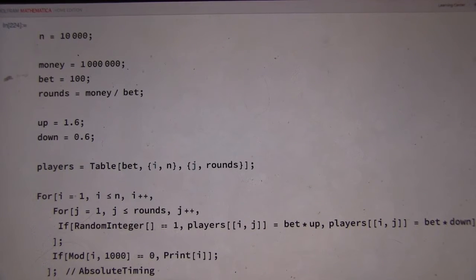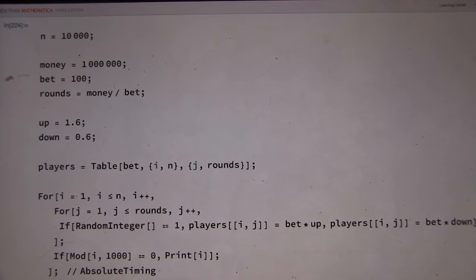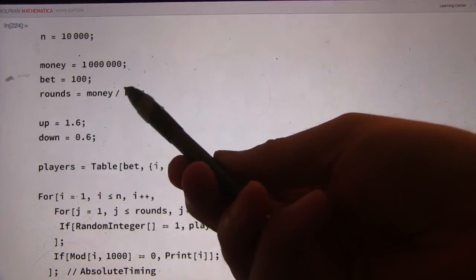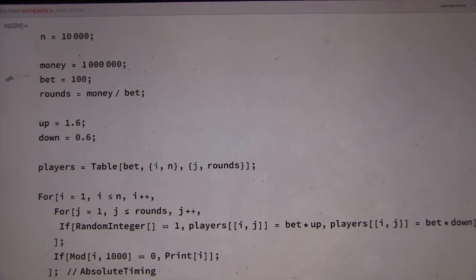Okay, so here's my very simple little program for the additive case. I start out with $1 million and I bet 100. The number of rounds is the amount of money divided by how much I bet. Up I'm getting 1.6 times, down I'm getting 0.6 times, but this time the bet is always the same, $100. So I just go through it each time and make some tables.